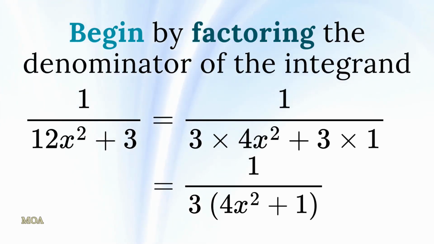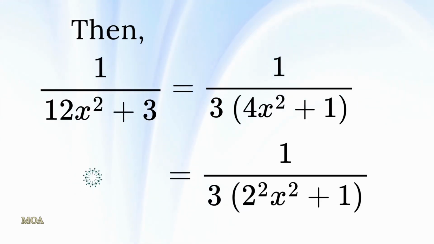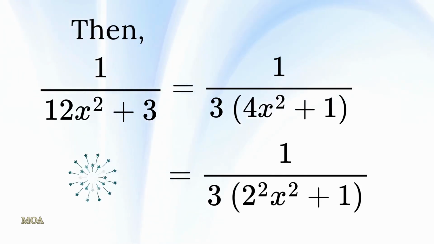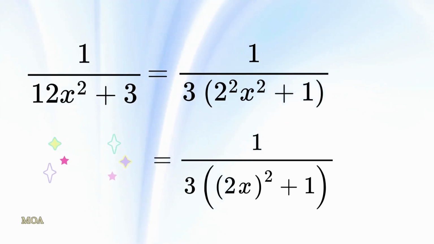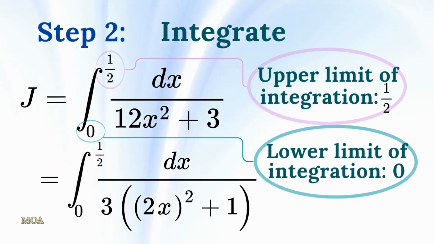1 over 12x squared plus 3 equals 1 over the quantity 3 times the quantity 4x squared plus 1, which is also equal to 1 over the quantity 3 times the quantity 2 squared times x squared plus 1. In other words, the integrand can be written as 1 over 3 times the quantity 2x squared plus 1. In step 2, we prepare to integrate the integrand: 1 over the quantity 3 times the quantity 2x, all squared, plus 1, from 0 to 1/2.